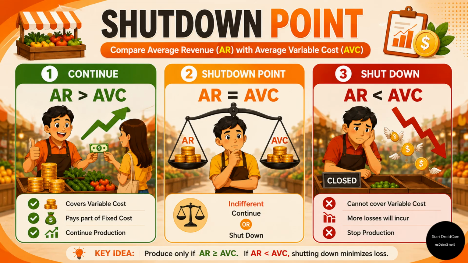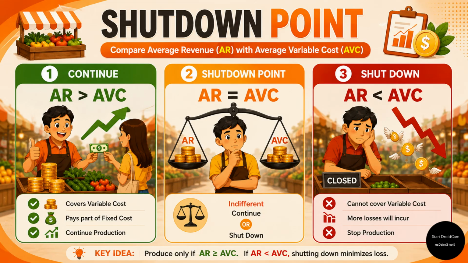There are three possibilities. If AR is greater than AVC, the firm should continue production. If AR equals AVC, the firm is exactly at the shutdown point. It can either continue or shut down. But if AR is less than AVC, the firm should stop production.